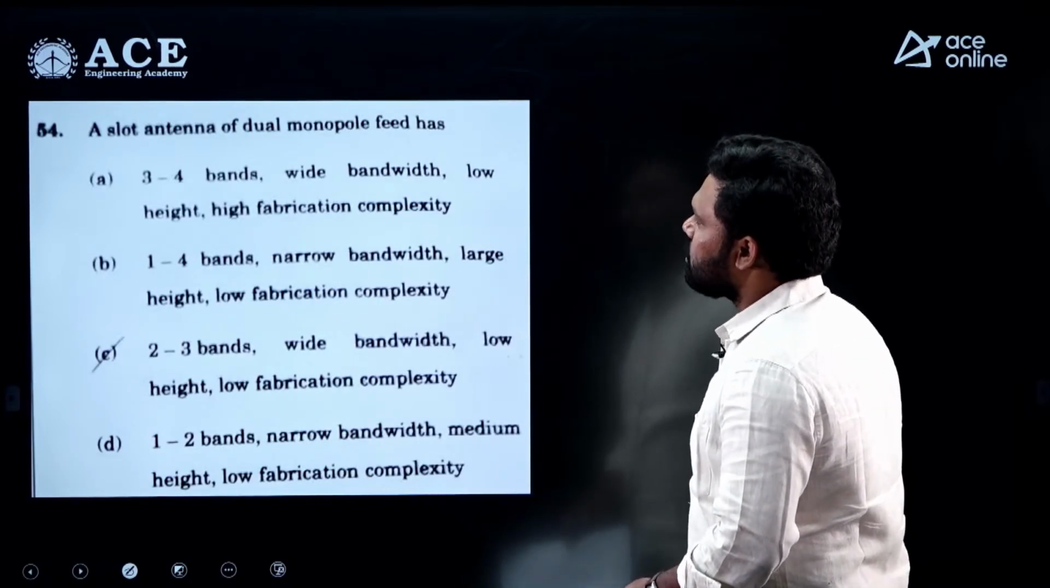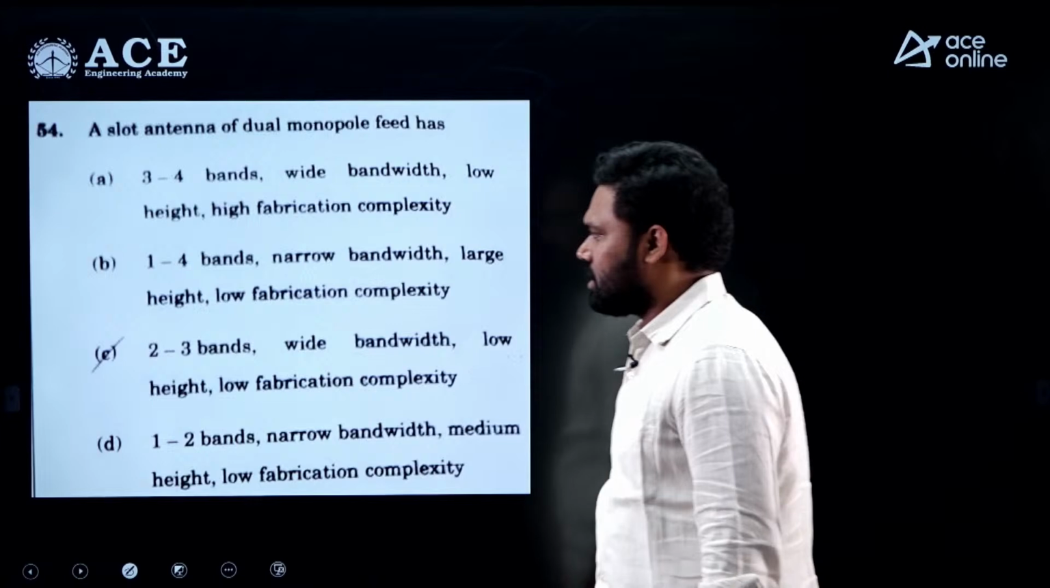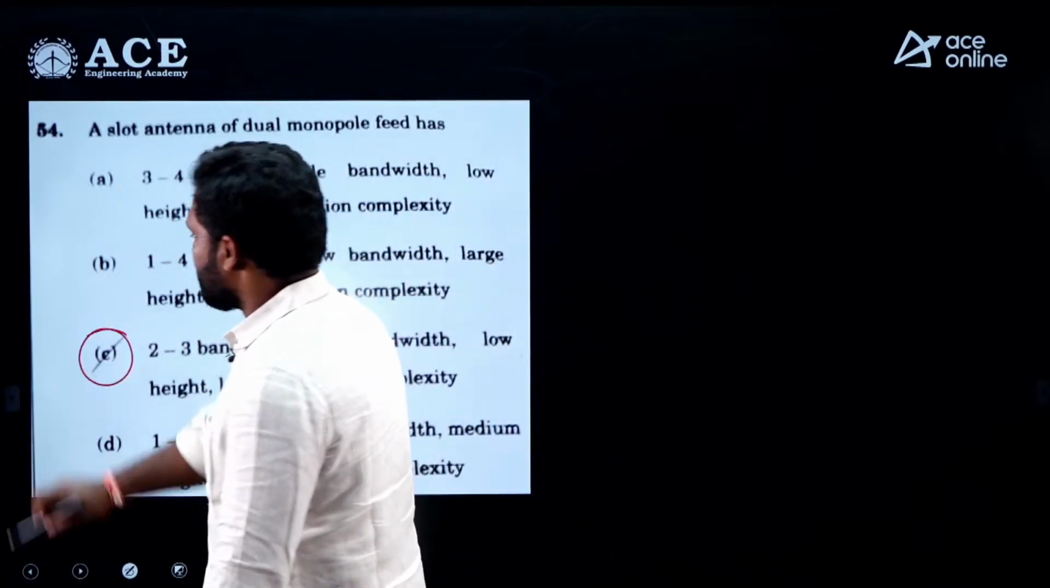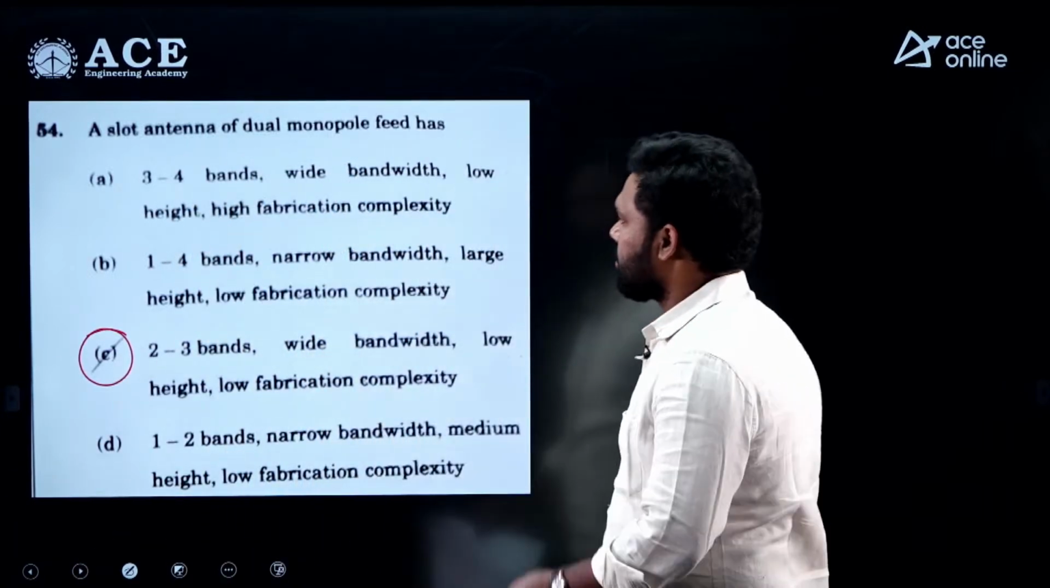Next. About slot antennas of the dual monopole fleets, there is some ambiguity in this one. So I would suggest the more appropriate answer would be option C.